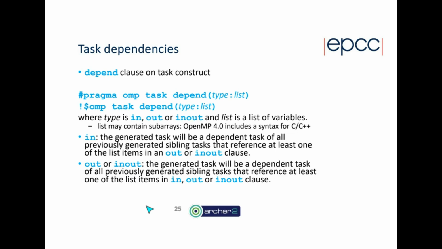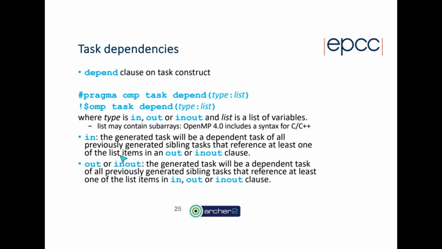So I mentioned before that taskwait and taskgroup are one way of enforcing some ordering between tasks, but that's only suitable for certain simple patterns. You can also have explicit dependencies between tasks. This is done with the depend clause, and this basically works on addresses. We're specifying that tasks have either an in dependency or an out dependency on a certain address or list of addresses.